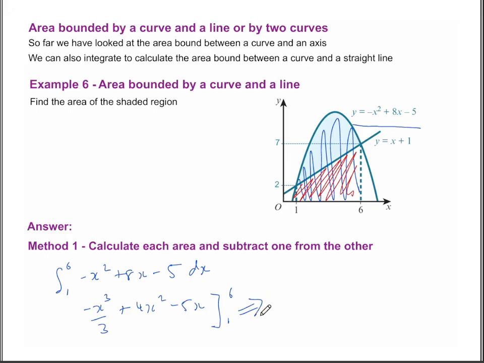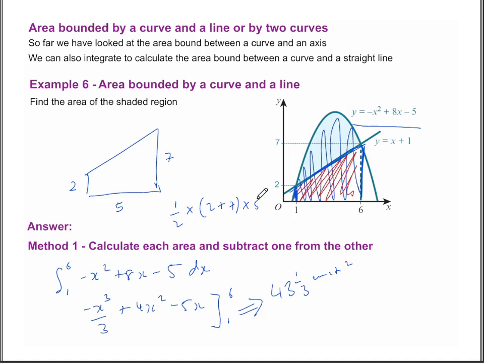This will evaluate to give us 43 1 over 3 units squared. And this area bounded by the straight line, you can see it's a trapezium. This trapezium right here. So it looks something like this, where this is of length 2, this is of length 7, and this is of length 5. The way you find the area of a trapezium is just half times side 1 plus side 2, so 2 plus 7 times height, which is 5. And that will give us half times 9 times 5, which will just be 22.5. And then that is the red area.